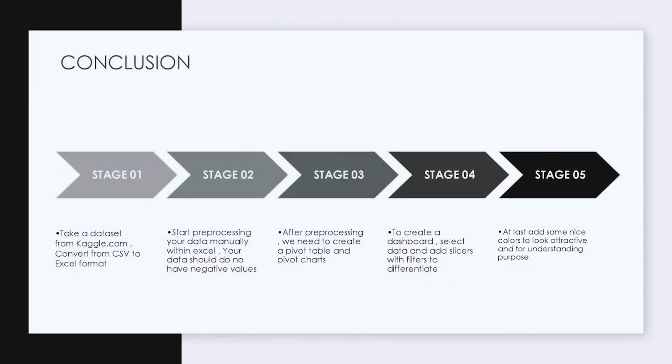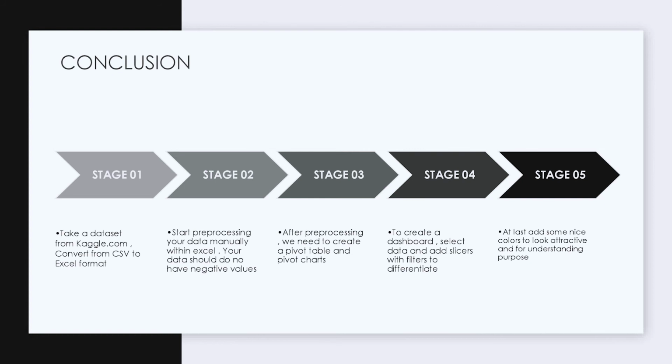So finally we have completed our project. So this is the conclusion. Stage 1, take a data set from Kaggle.com and convert it from CSV to Excel format. Then stage 2 is pre-processing your data. You need to pre-process your data manually.